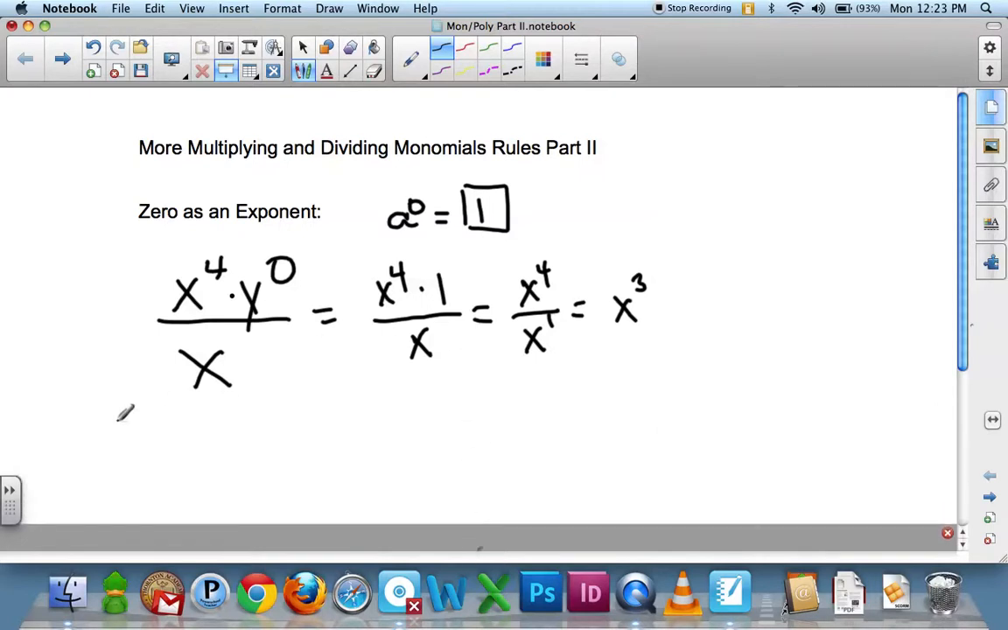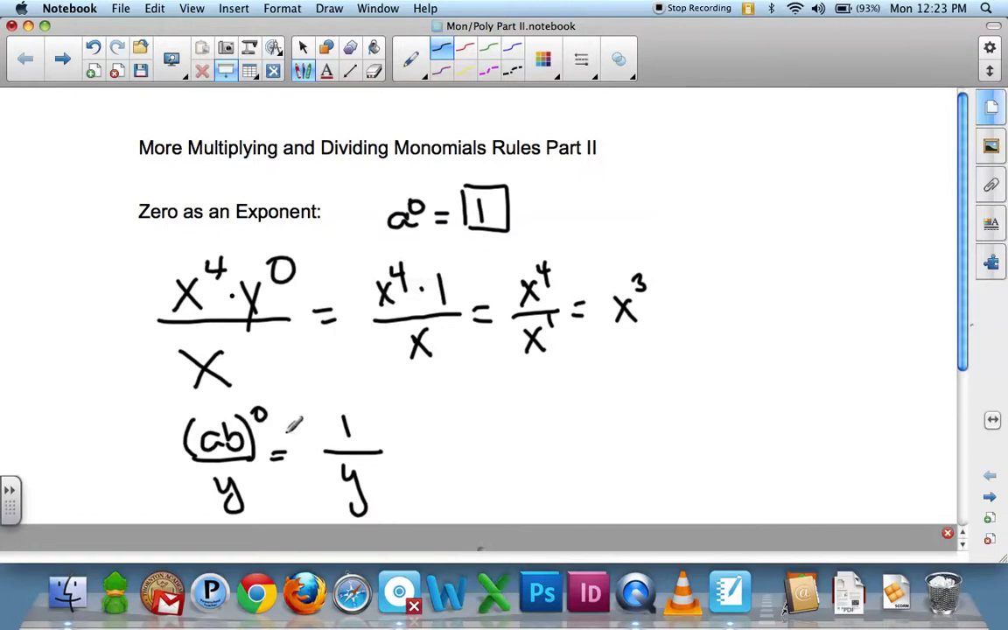Another possibility that might happen is you might get a problem that looks like this. So you've got these two letters being multiplied on the top, raised to the 0 power, all divided by y. Well, we know by our rule, if you raise anything to the 0 power, it's going to be 1. And then the y just stays in the denominator. So your answer in this case is 1 over y.